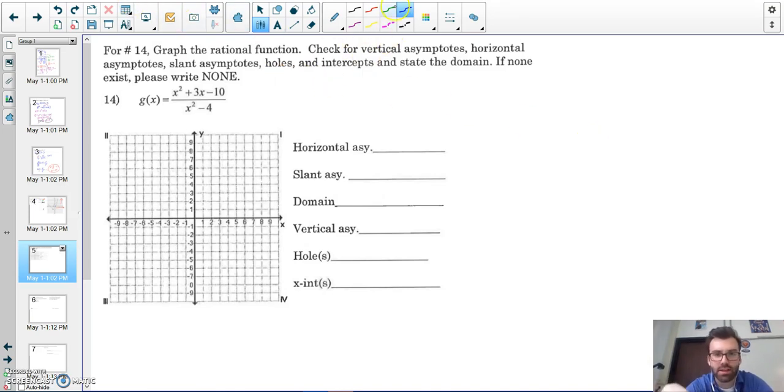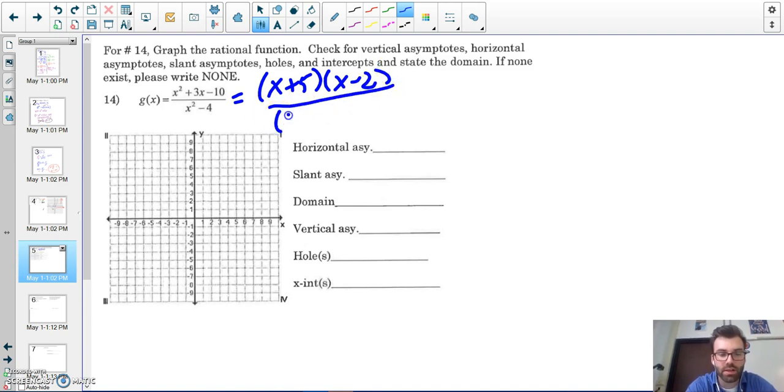Let's get going. The first thing we want to do when graphing rational expressions is to simplify first. I want to factor the numerator and the denominator. So I have x plus 5, x minus 2 on top, and x plus 2, x minus 2 in my denominator. Next thing I want to do is figure out what can cancel out.